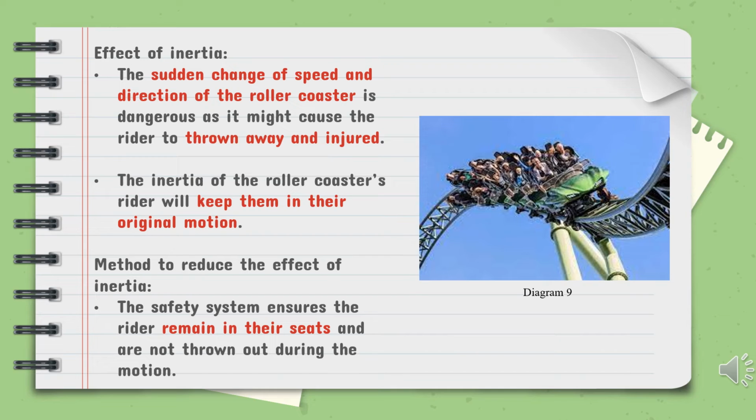And there's a method to reduce the effect of inertia. The safety system in the roller coaster ensures the riders remain at their seats and are not thrown out during the motion.